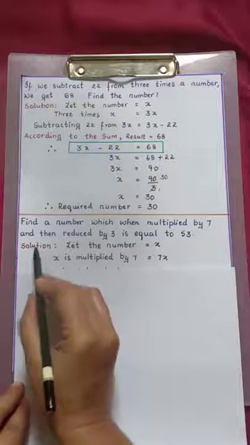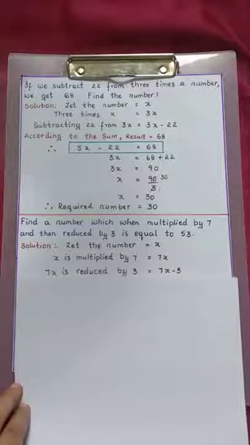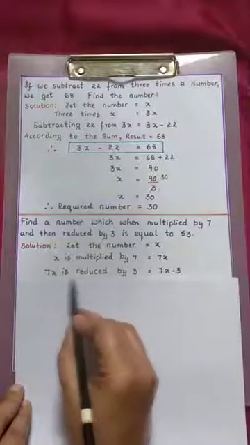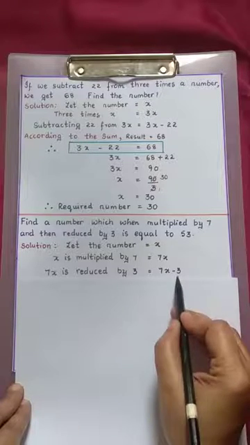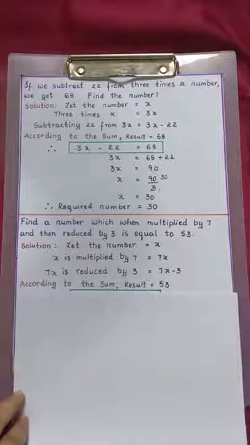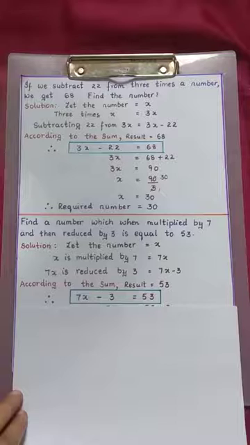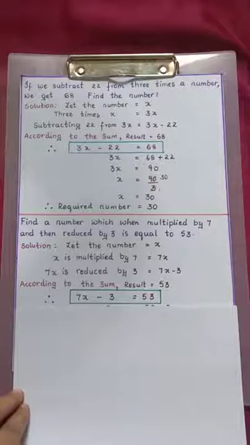Now next, it is reduced by 3. Reducing means we have to do subtraction. If 7x is reduced by 3, can be written as 7x minus 3. Now what is the result according to the sum, which is equal to 53? So according to the sum, the result is 53. So equation you observe once, 7x minus 3, which is equal to 53.